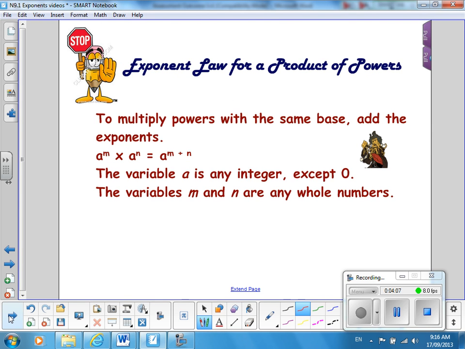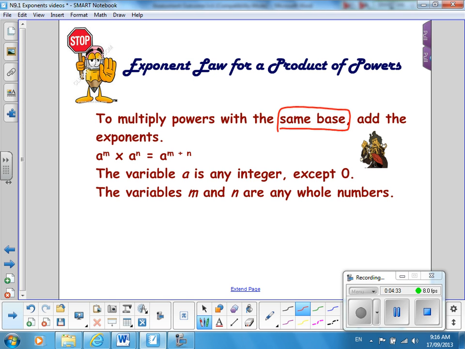So here's our exponent law for a product of powers. To multiply powers with the same base, we add the exponents. So if we have a to the exponent m times a to the exponent n, our answer is a to the exponent m plus n. This works for every integer except 0, and m and n are any whole numbers.